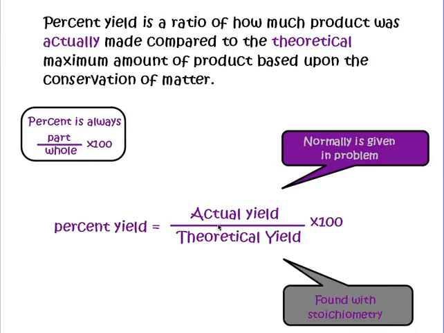Down here you can see the formula that we're going to be using. We're going to take the actual yield. Again, yield just means product. So we take the actual amount of product that we get, which is normally given in the problem, and divide it by the theoretical amount of product we should get. We find that with stoichiometry. Stoichiometry is based on the conservation of matter, and with that law we should be able to predict how much product we will get.